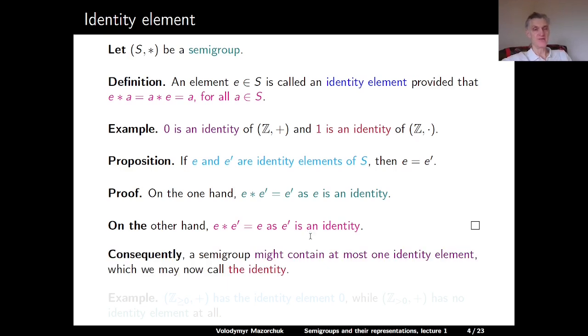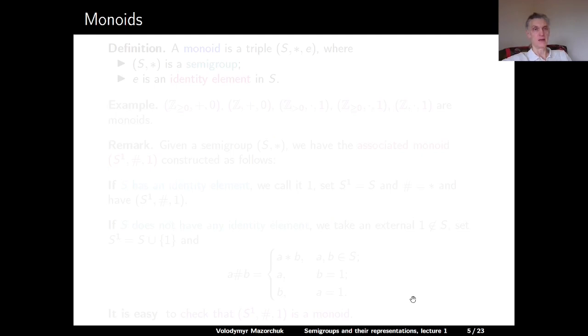Consequently, if a semigroup contains an identity element, this identity element is unique. So for example, 0 is the identity element in the semigroup of all non-negative integers with respect to addition, while the semigroup of all positive integers with respect to addition has no identity element at all. Now we can define the notion of a monoid.